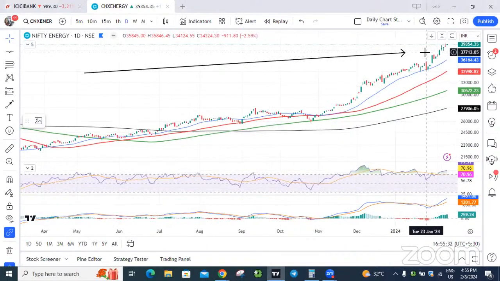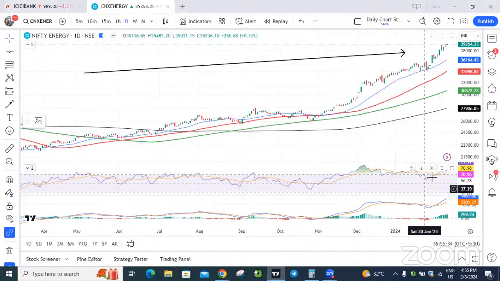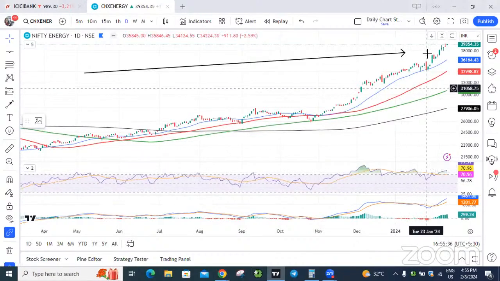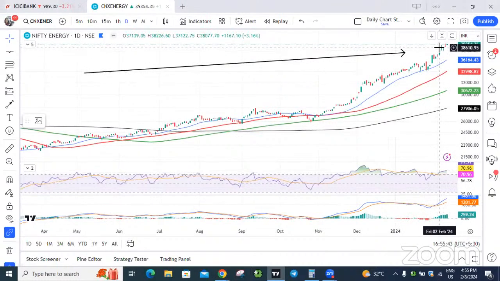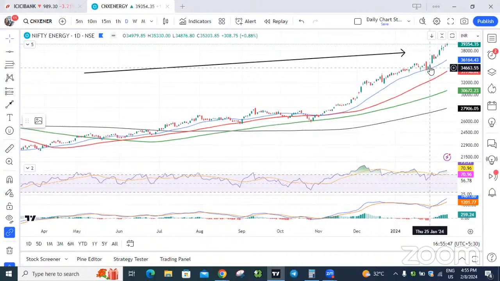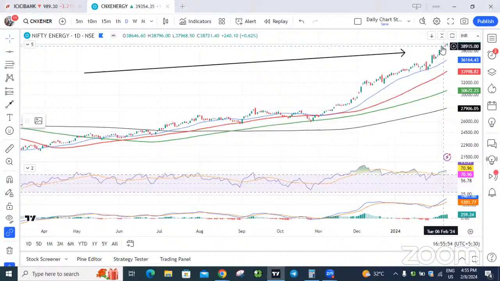Here we need to observe the price action. Just go with the trend. Unless there is negativity, continue to hold the energy sector. The major support is placed around its 21 DMA. If you see here, there is a very good bounce back from the 21 DMA.